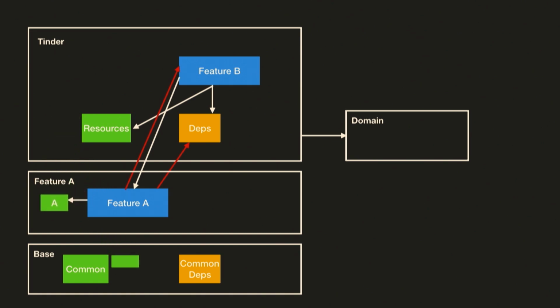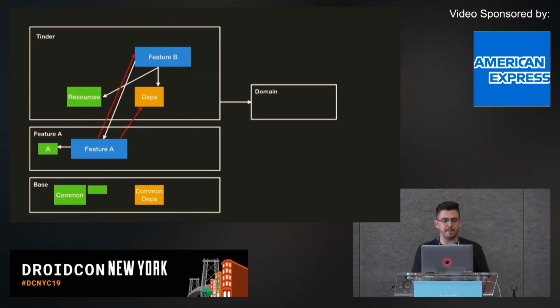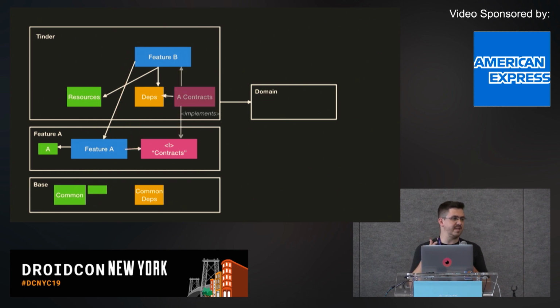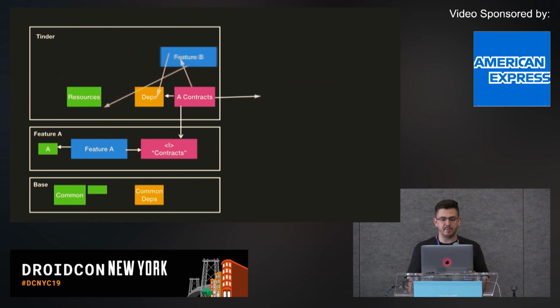So we move those resources into our feature module, the common ones into base, and now we need to do something about our common dependencies. And this is where good old inversion comes into play. We need to invert those dependencies. So we define our contracts on those dependencies as interfaces, and then we provide implementations for those contracts in our base module. And now it's just a little bit of rinse and repeat.